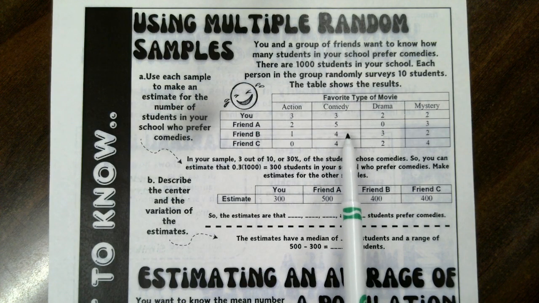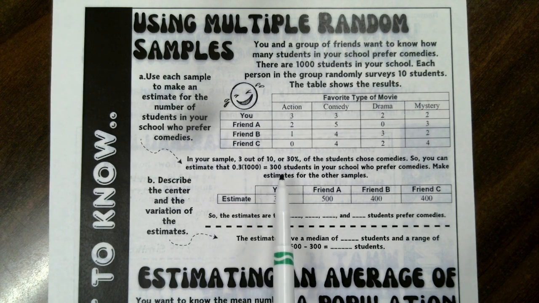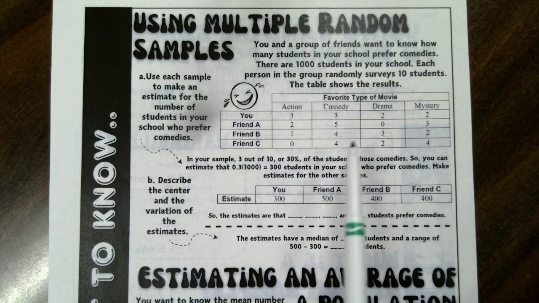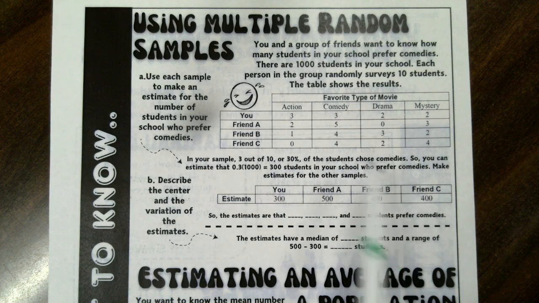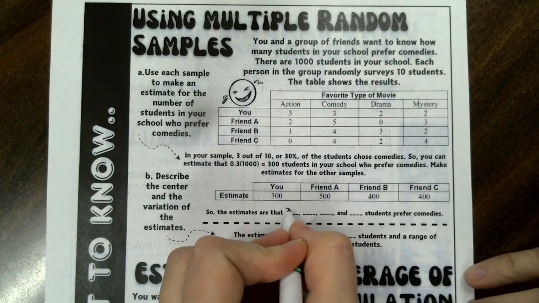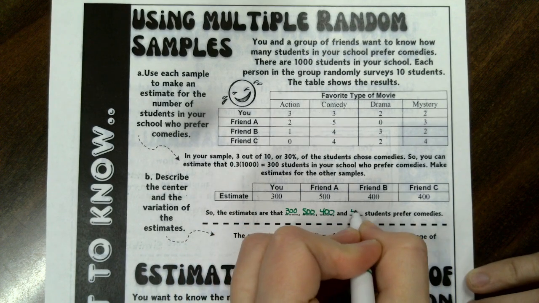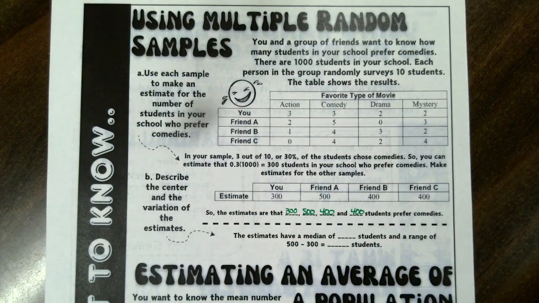If friend A had 5 comedies, then we can assess that 0.5 times 1,000 would be 500 students in the school. Friend B and friend C had the same amount. So that would be 40%. So we do 0.4 times 1,000, which would be 400. So the estimates are that 300, 500, 400, and 400 students prefer comedies. Okay? Those are the different estimates based off of what each of our data told us.